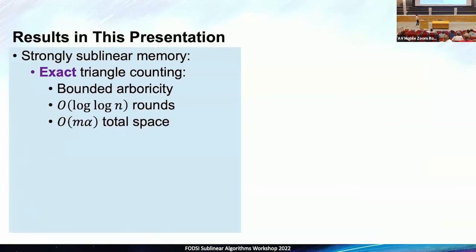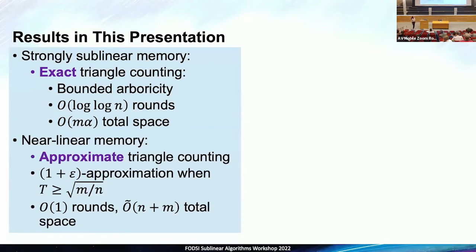Okay, so here is an entire summary of everything I'll talk about in this talk, as well as most of everything that's in our paper. I'll talk about the exact triangle counting algorithm, and I'll talk about most of the analysis for this algorithm also. I'll also talk about our approximate triangle counting algorithm, but this will be very brief.